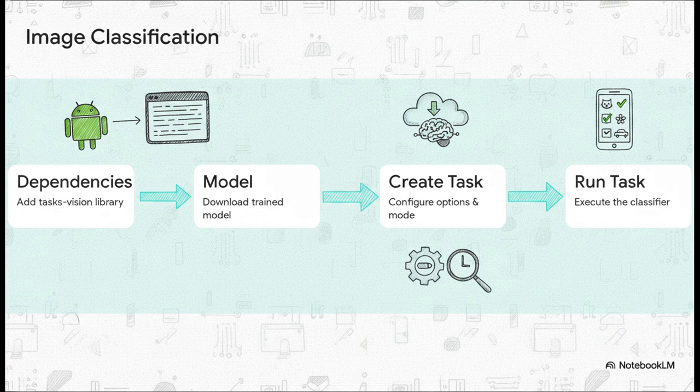First, you declare your specific dependency, so in this case, tasks vision inside your Gradle build file. Second, you download your trained model asset, which gets bundled locally. Third, you create the task feeding it configuration options like your desired running mode. And finally, you just run the task to fetch your results. It is clean, it's predictable, and it makes your code incredibly modular.